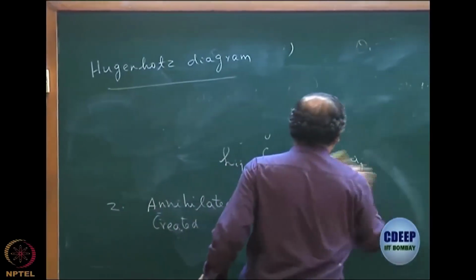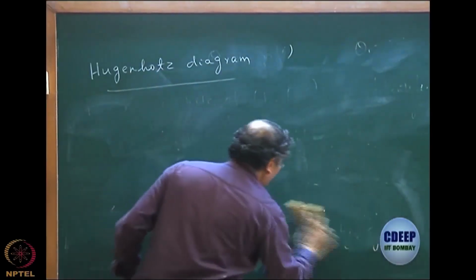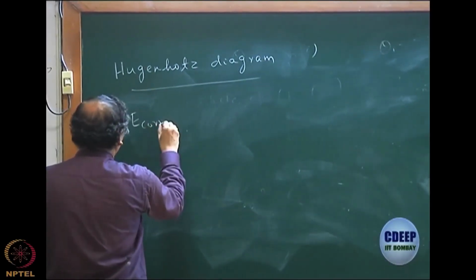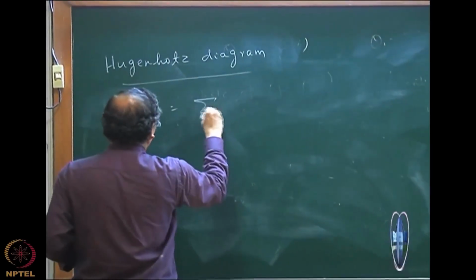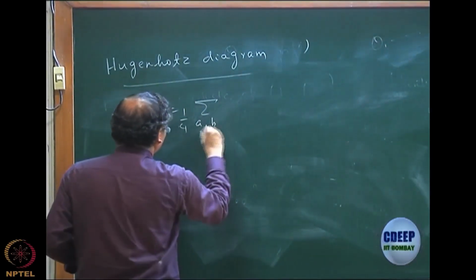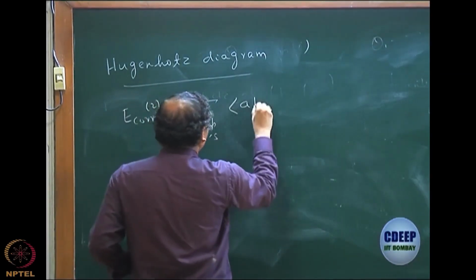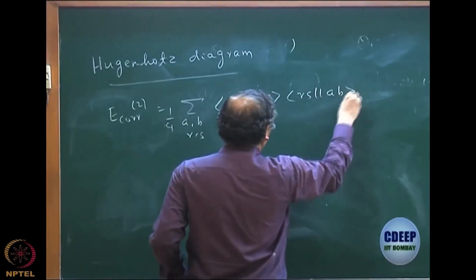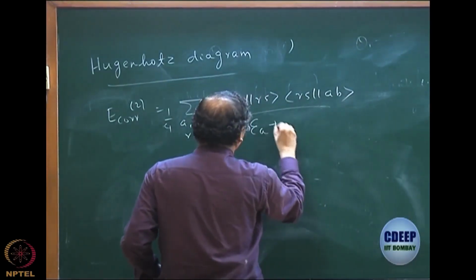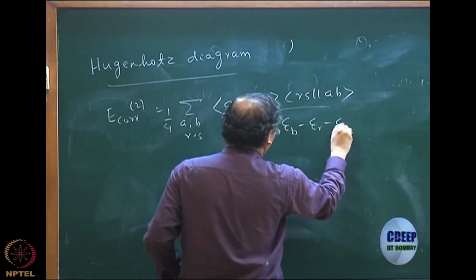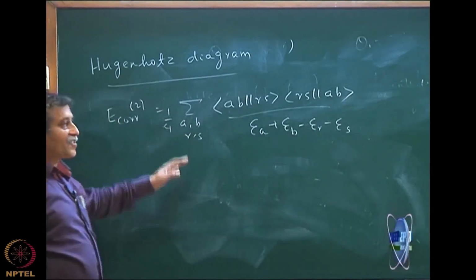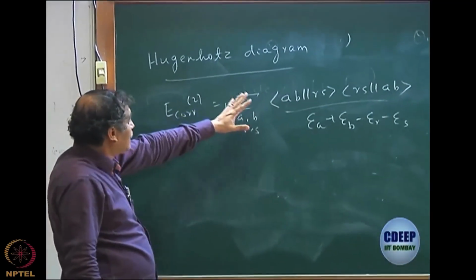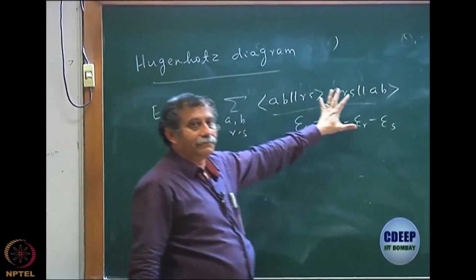So let me go back to the MP2 diagram and write again the E correlation at second order. 1/4 sum over AB RS, AB antisymmetrized RS, RS antisymmetrized AB, divided by epsilon A plus epsilon B minus epsilon R minus epsilon S. Okay. So now what I am doing with these basic rules, there will be many more rules which will come up. I am translating this into the correlation energy diagram.